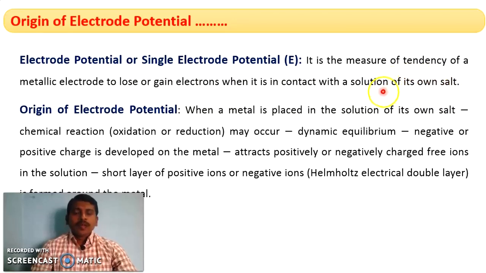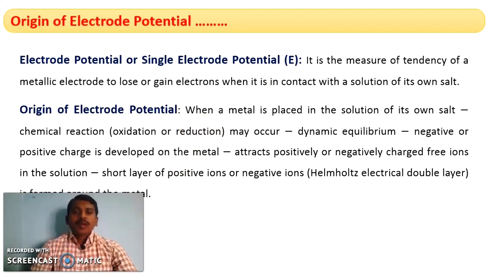So, when we dip a metallic electrode into its own salt solution, it may lose electrons or it may gain electrons. The measure of that tendency is called electrode potential or single electrode potential. And now we will discuss how the electrode potential originates.